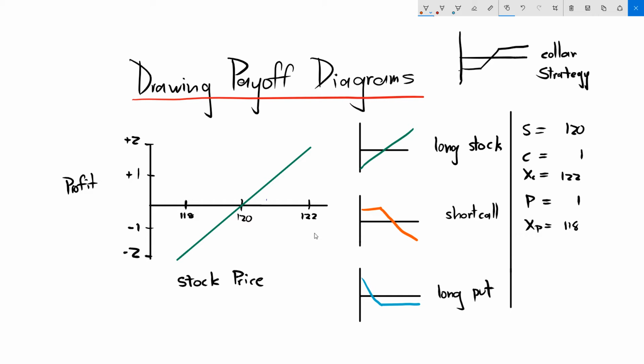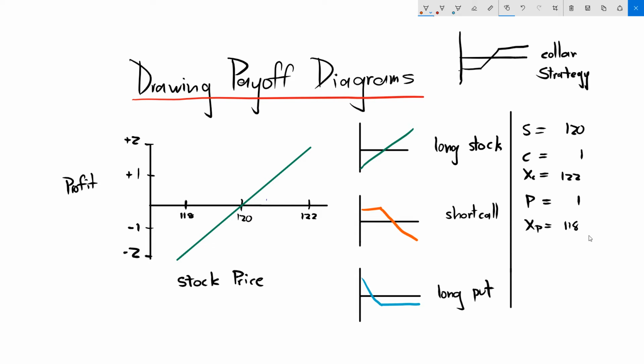So the values I'm going to be using here are stock price $120, the price to purchase the call option of $1. The exercise price of the call option is $122, the price of the put option is $1, and the exercise price of the put option is $118.